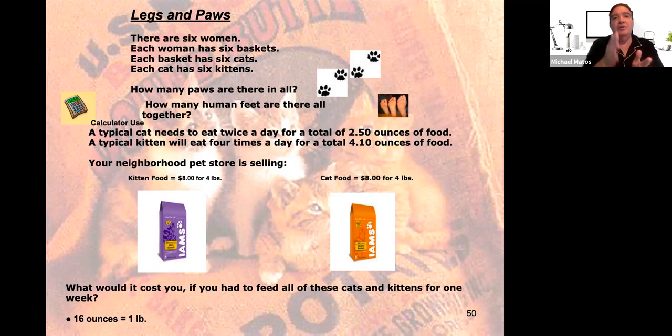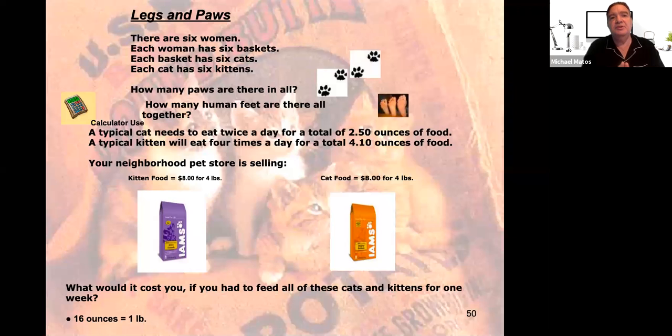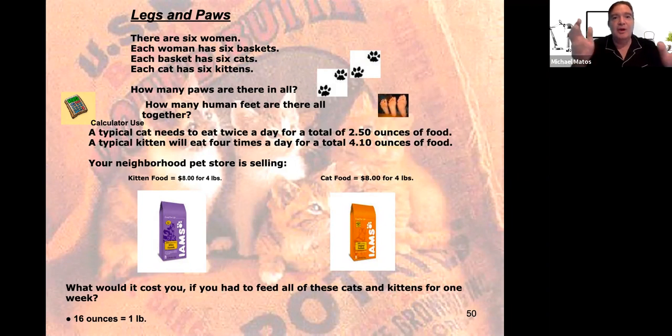So if I look at the first one, there are 6 women, that converts to 6. Each woman has 6 baskets, that converts to 6 times 6 equals 36. Each basket has 6 cats, that converts to 36 times 6 equaling, I think, 216. Each cat has 6 kittens, so I'm taking the 216 and multiplying it by 6, which I think is 1296, I believe. I could be off, doing it off the top of my head here.